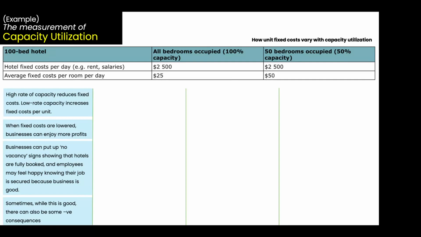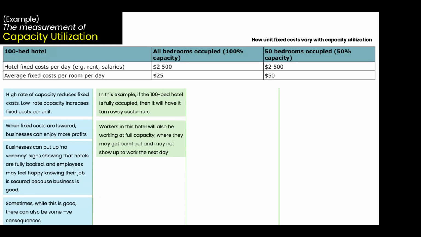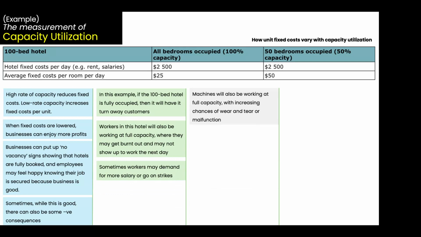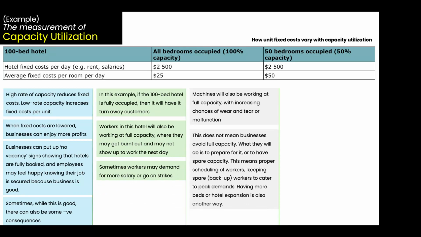There is good and there is also bad, right? So in this example, if the 100-bed hotel is fully occupied, then definitely you are not able to take on more capacity or more customers. Workers who are working at full capacity may also experience burnout, may not show up to work the next day. And when they see that, wow, this hotel is fully in demand, yet I'm not getting an increase in my salary, then you can expect some demand for increases in salaries and also some strikes, right? Machines, if applicable in this scenario, will be working at full capacity, and that will also impact the wear and tear of the machines.